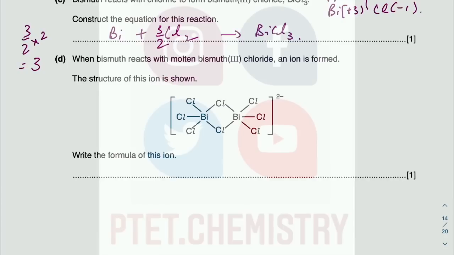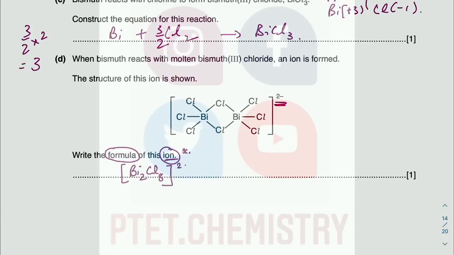Next bit, they tell you they want the formula of the ion. So if you forget the charge, then you're not going to get the marks because they specify for you ions. All right. There are 2 bismuth, so Bi2. There are 1, 2, 3, 4, 5, 6, 7, 8. There are 8 chlorine. And if you write it like that it is wrong because you haven't included the charge yet.